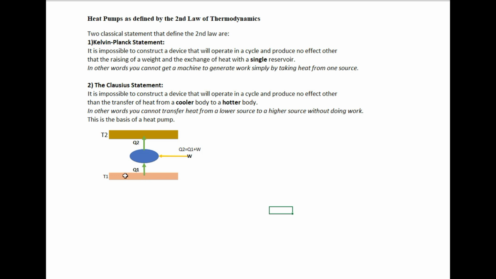So what you basically have is a heat sink at T1. Sorry, that's a heat source, I beg your pardon. A heat source at T1 and a heat sink at T2. So you take a quantity of heat Q1 out of T1, do an amount of work on it, and reject it into T2, and you get Q, which is the amount of heat you took out plus the amount of work that you did on the fluid or the vapor.